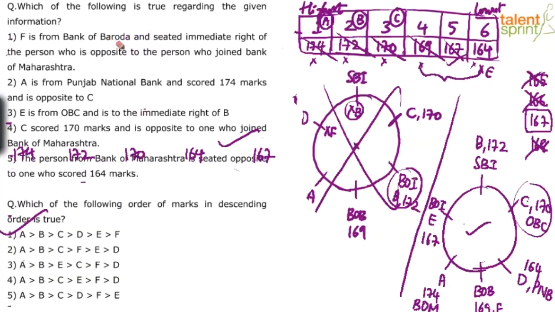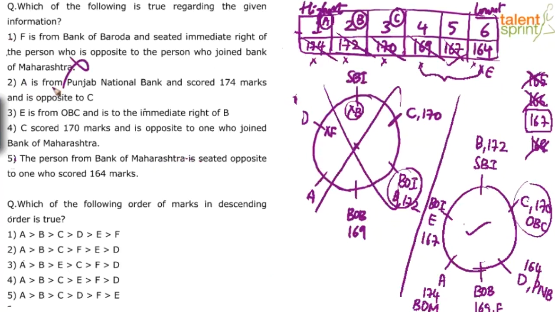Read this question now. Which of the following is true regarding the given seating arrangement? F is from Bank of Baroda and seated immediate right of the person who is opposite to Bank of Maharashtra. No, I don't think that satisfies, because the one who's opposite to Bank of Maharashtra is C, and F is not on the immediate right of C. F is second to the left of C. So the first option is wrong.